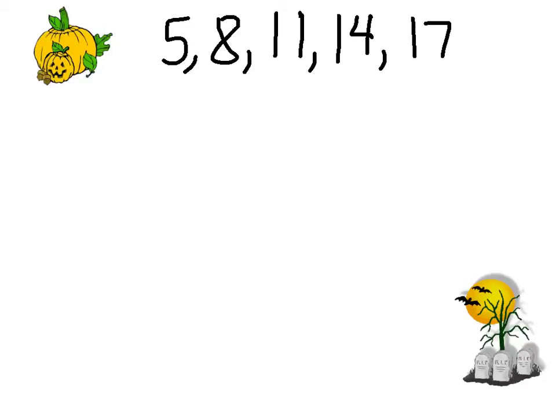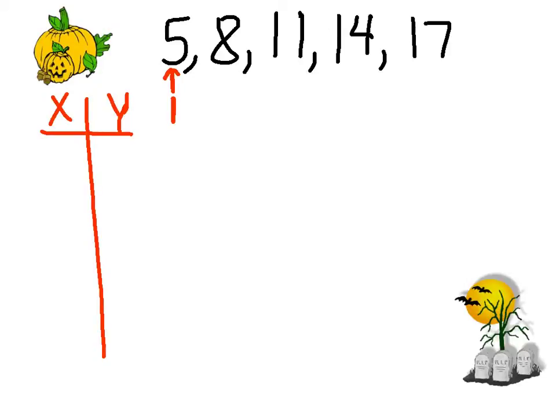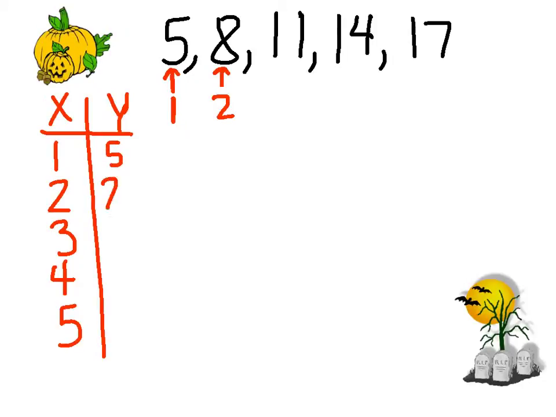Okay, for example 1, these are going to be our y values. So what we're going to do is we're going to make a table. The x values are going to correspond to what position these are in. So the x value for this one will be 1, the x value for this one will be 2, and so on. So we're just going to go ahead, make our table. So we have 1, 5, 2, 8, 3, 11, 4, 14, and 5, 17.